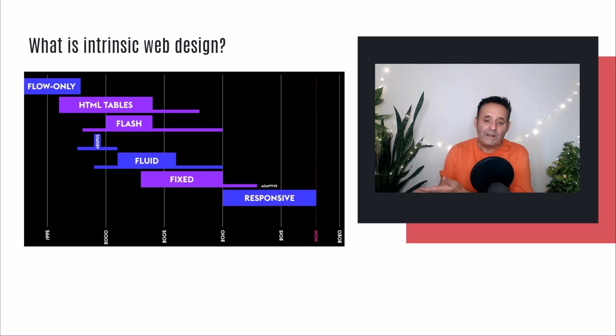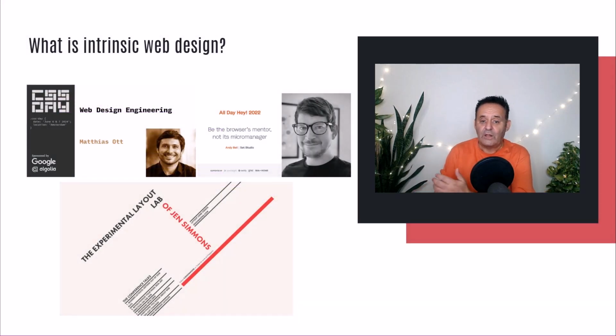It's worth looking at Jen's talk and some of her Layout Land stuff, but there's also a couple of other talks which I recommend. Andy Bell's Be the Browser's Mentor, Not Its Micromanager, that looks at how with modern CSS we can give parameters to a browser and let it do the calculations first to present the best layout for the user's own device and needs. And another one that I think is worth watching is Matthias Ott's Web Design Engineering with new CSS, which was from last year, but will bring us more up to date on what there is in CSS and why we might want to start thinking more about designing in the browser or a combination of the two.